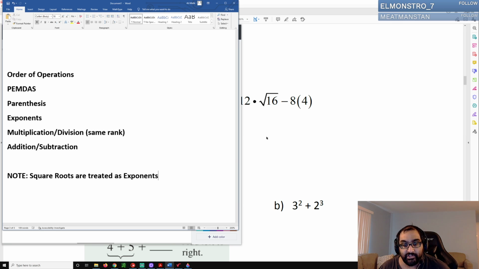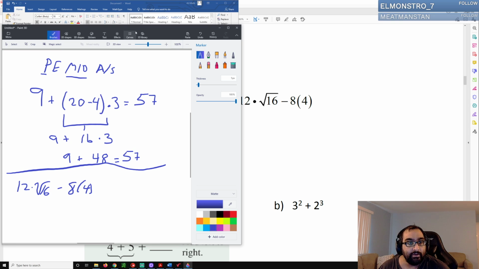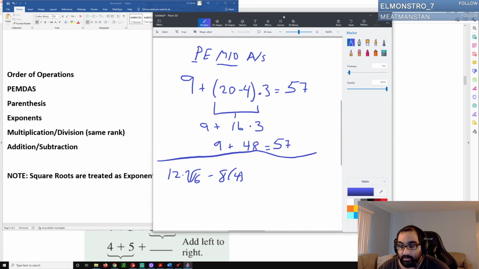So let's take a look here at this problem. Let's break it down together here. If we're doing this, what should I do first? What do you think I should do first in a problem like this?